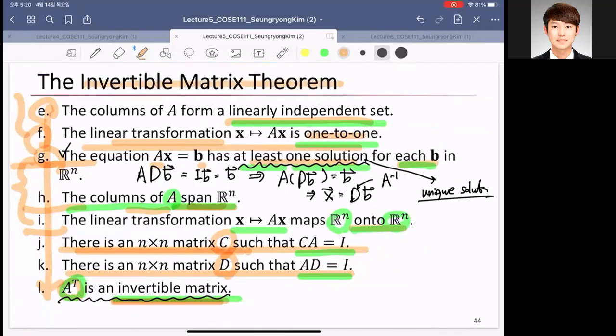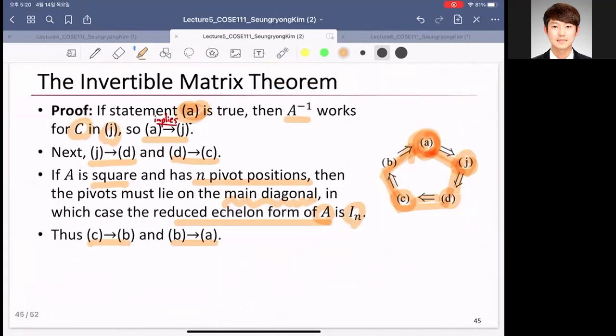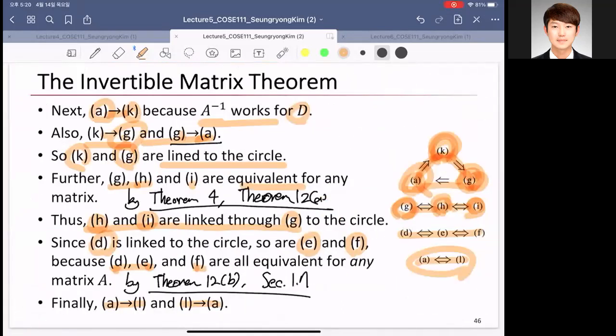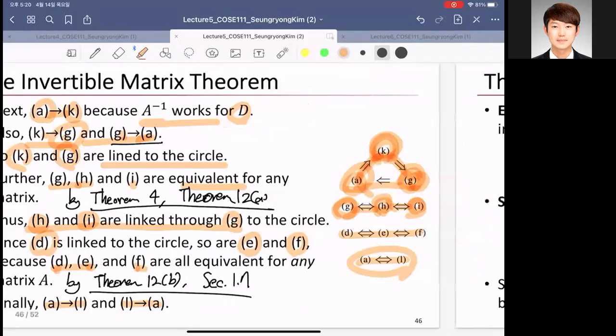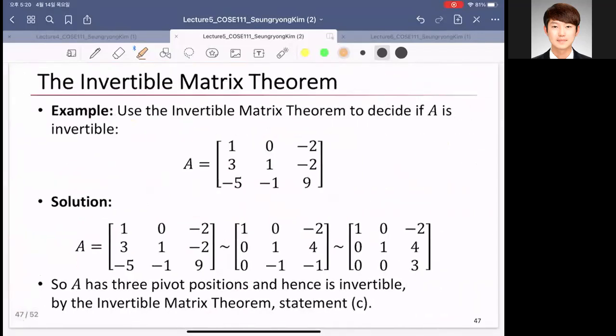자, 질문. No? Okay. Then let me show you one example of how to use the invertible matrix theorem.